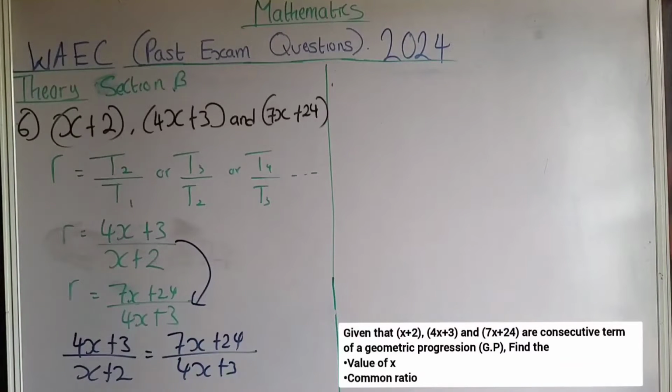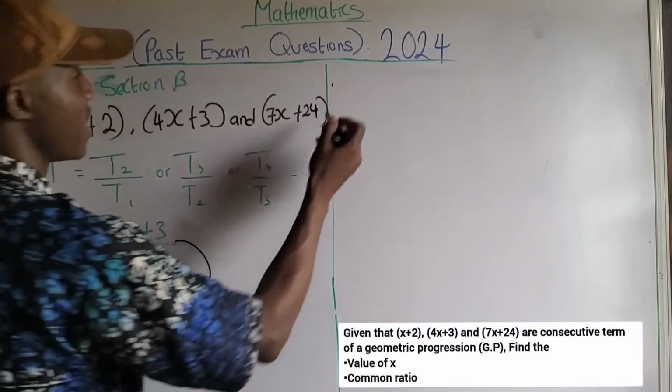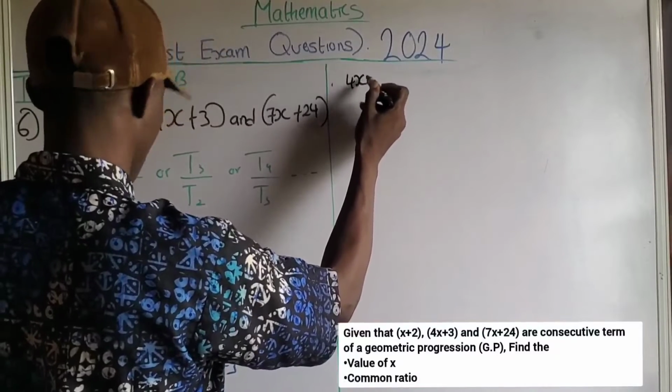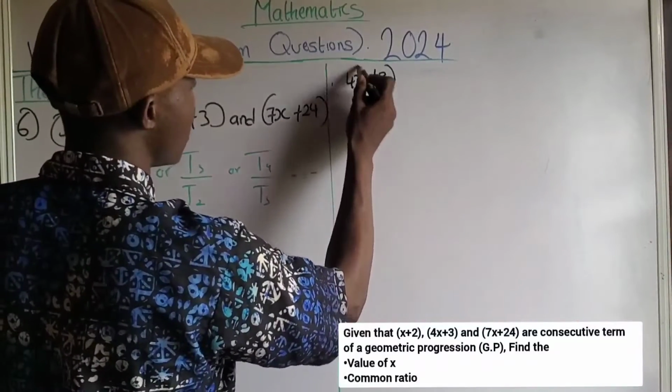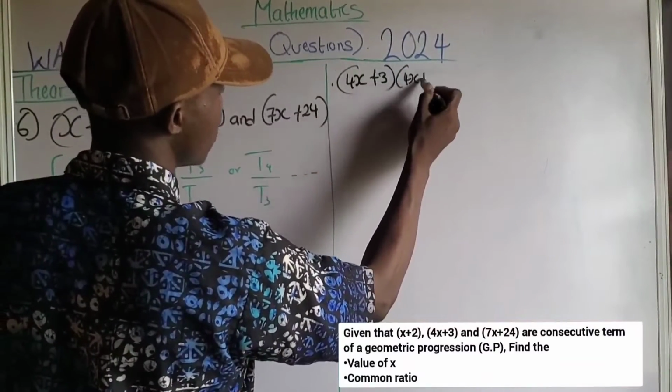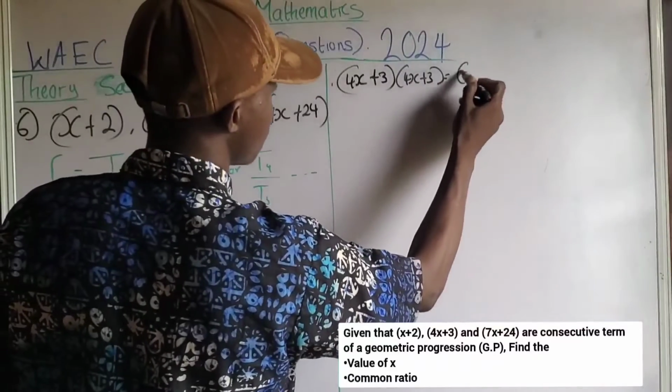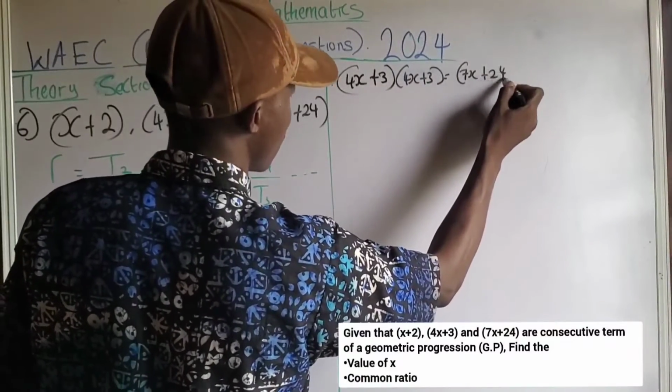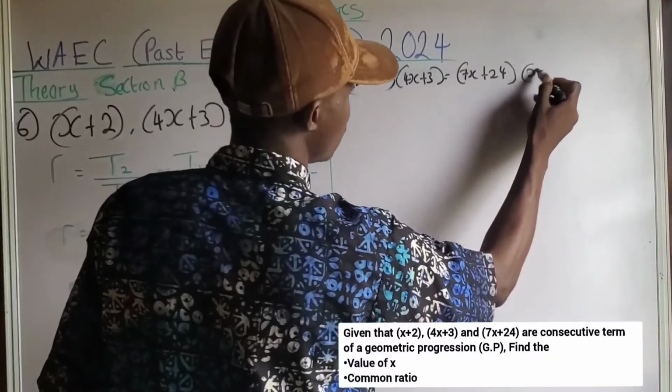Now, to get the value of x, first take the cross product. So we're going to have 4x plus 3 multiplied by 4x plus 3 equals 7x plus 24 multiplied by x plus 2. You understand?